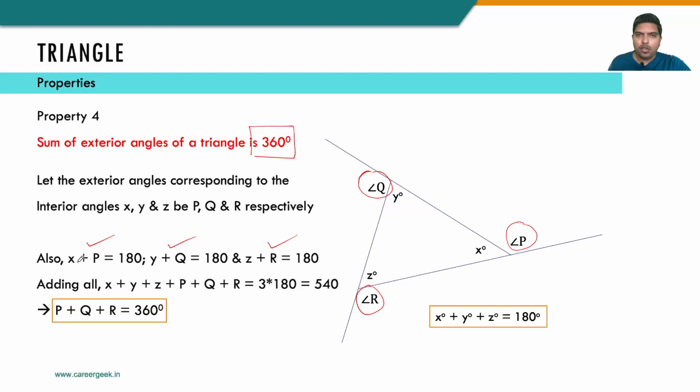Now, if I add all these three equations, what I get is x plus P plus y plus Q plus z plus R, which is x plus y plus z plus P plus Q plus R, is equal to 180 added 3 times, which is 540. From here, I know that x plus y plus z is 180, so P plus Q plus R is 540 minus 180, which is 360. So this is the proof. It's not important to know how the proof has come, just know the property.